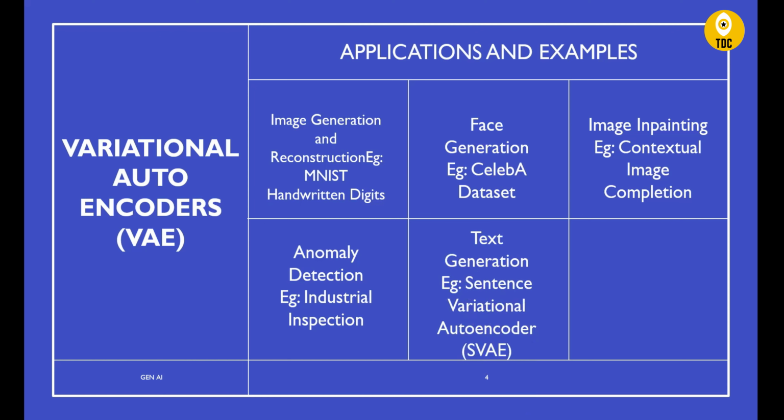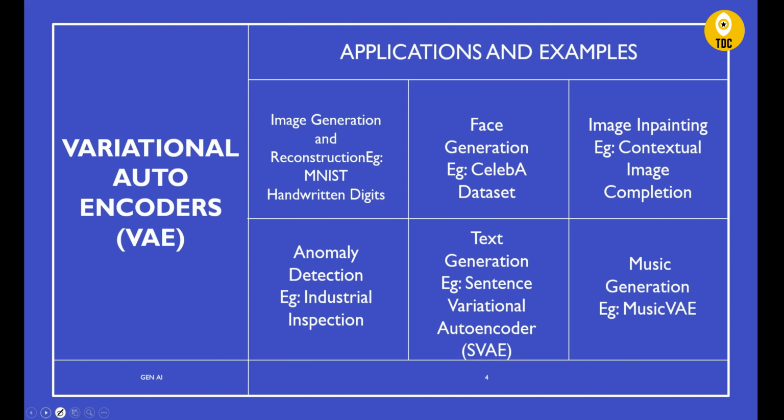And next we have text generation. An example is the sentence variational autoencoder, which we also call SVAE. VAEs can be applied to text generation by encoding sentences into a latent space and then decoding them to generate new sentences. This approach can produce coherent and contextually appropriate text. So this is again related to text generation, right?